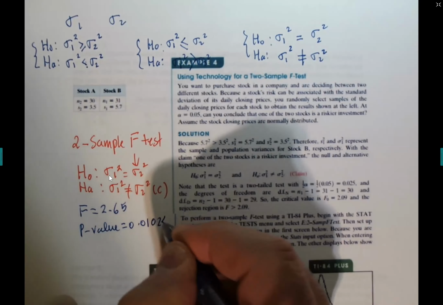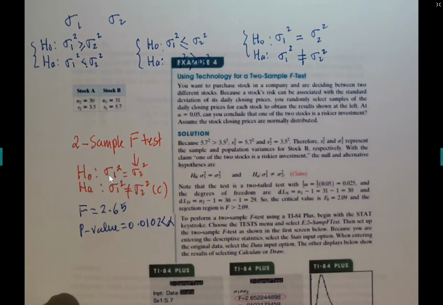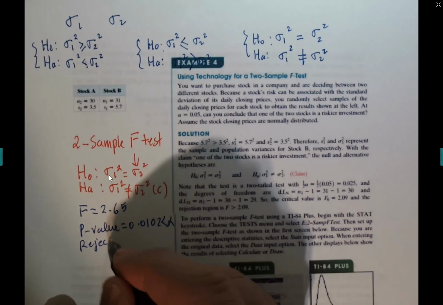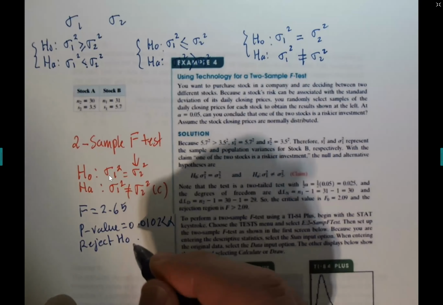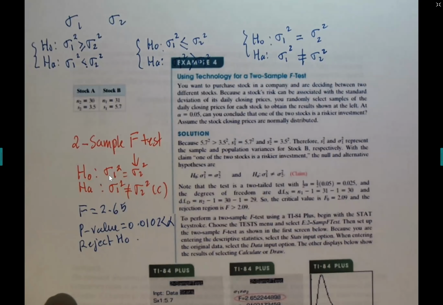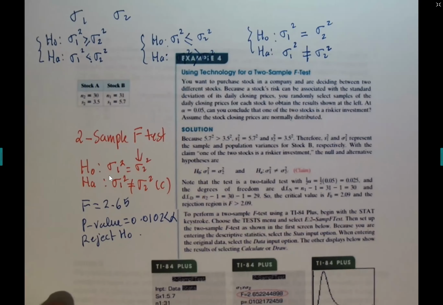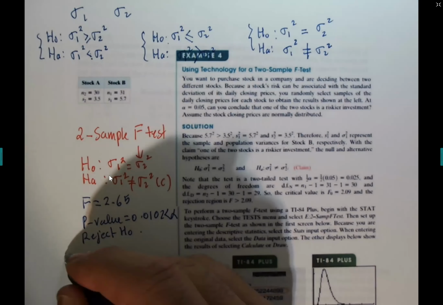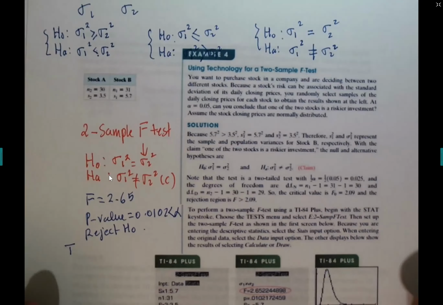Which is less than alpha. Alpha is 5% here, guys. So reject H0. And if you reject H0, there is enough evidence to conclude that one stock is a riskier investment. I'll raise this up so you can see what I'm writing.